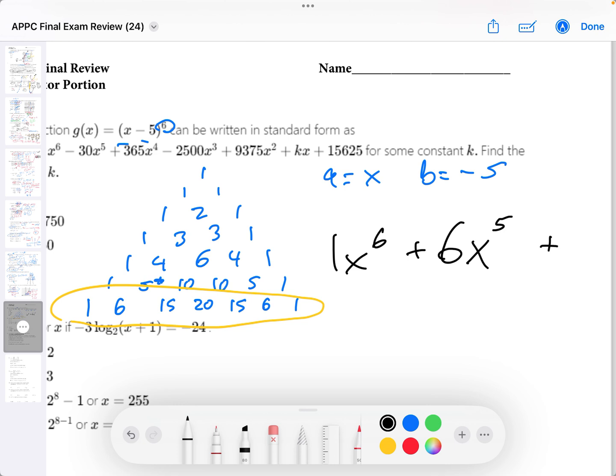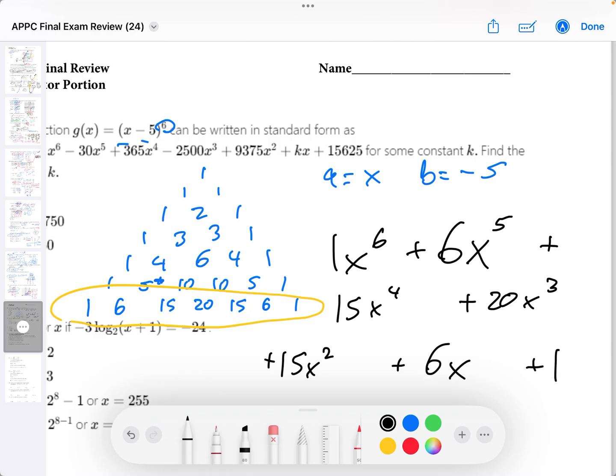I'll go ahead and just kind of write these ones first. So I go 15, x to the 4th, 20, x to the 3rd, 15, x squared, 6x, and then finally the 1 at the end would be x to the 0, so I don't really need to write that. Going the opposite direction, my -5 is going to be over here to the 6th power, and it's going to go in descending order the opposite direction.